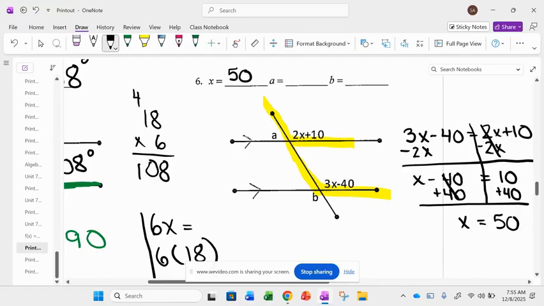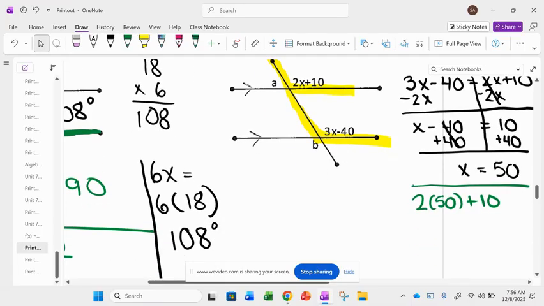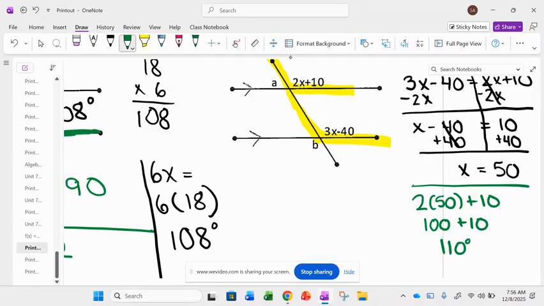Now, do we agree angle A and 2x plus 10, they make a straight angle, they have to add up to 180? So now that I know that x is 50, if I plug in the 50 for the 2x plus 10, will that help me find the angle A? Absolutely. So we're going to plug in for the 2x plus 10. So we have 2 times 50 plus 10. So we're going to have 100 plus 10 is 110 degrees. So if this angle is 110 degrees and they have to make that straight angle together, doesn't angle A have to be 70?